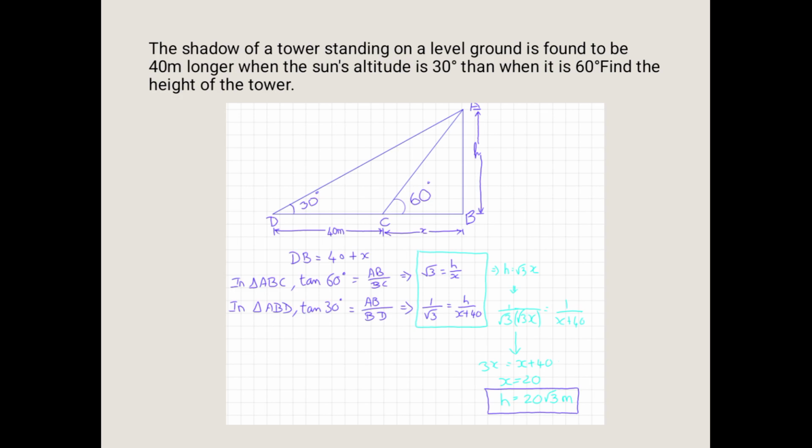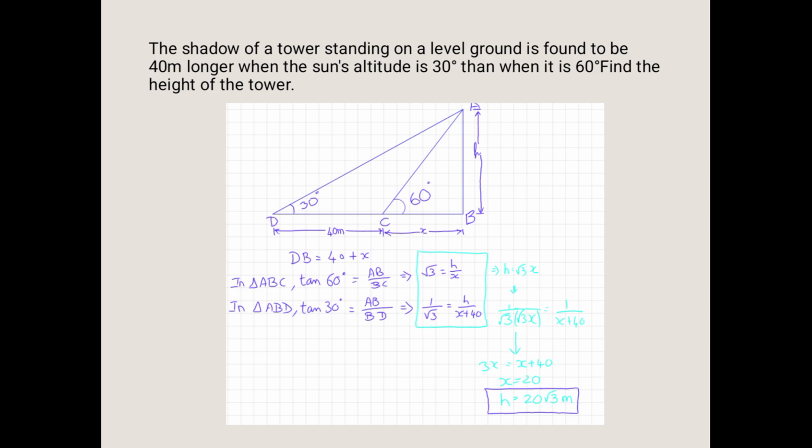In this question, they say that the shadow of the tower standing on the ground is found to be 40 meters longer when the sun's altitude is 30 degrees than with 60 degrees. So you have to find the height of the tower. The particular diagram is below, refer to it. In order to find the height, we also have to find the value of CB. For that, first start from the triangle ABC, where you take tan 60 degrees and you will get one equation with H and X as unknowns, and for tan 30 degrees you will also have an equation with H and X as unknowns.